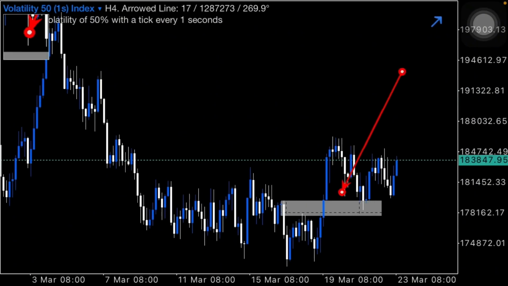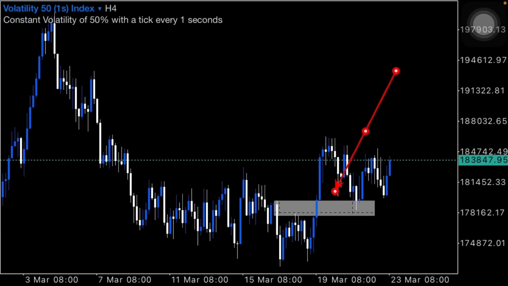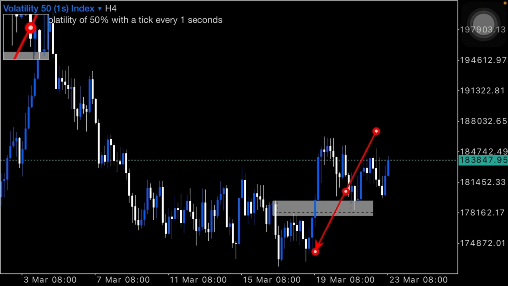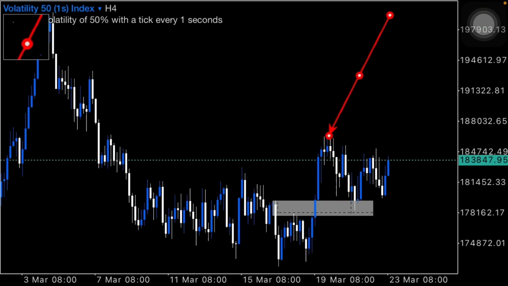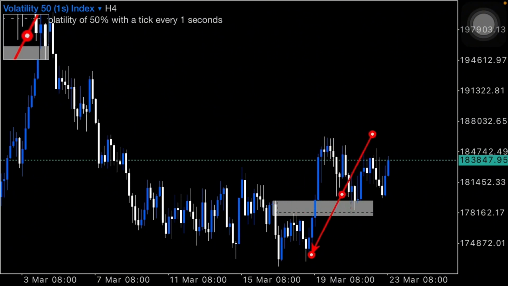Now after marking this order block, we are going to scale down to the lower time frame to determine an order block close to the zone that we have marked here. Pay attention. We're going to scale down to the lower time frame and determine if there is an order block close or exactly at this zone we've marked here.